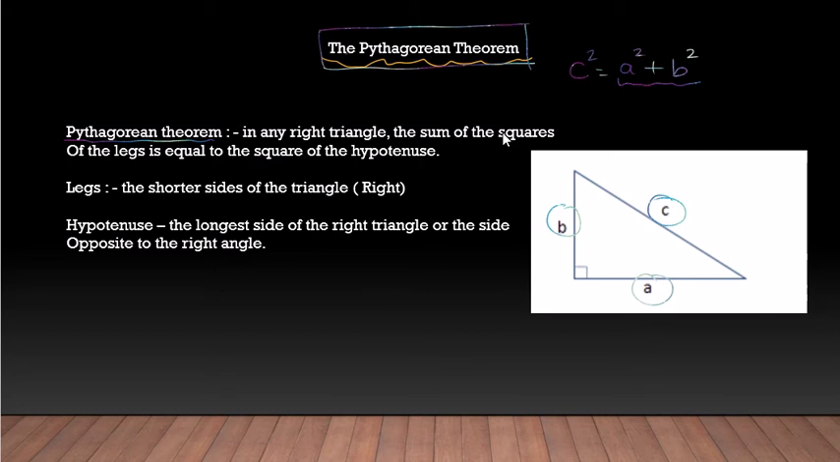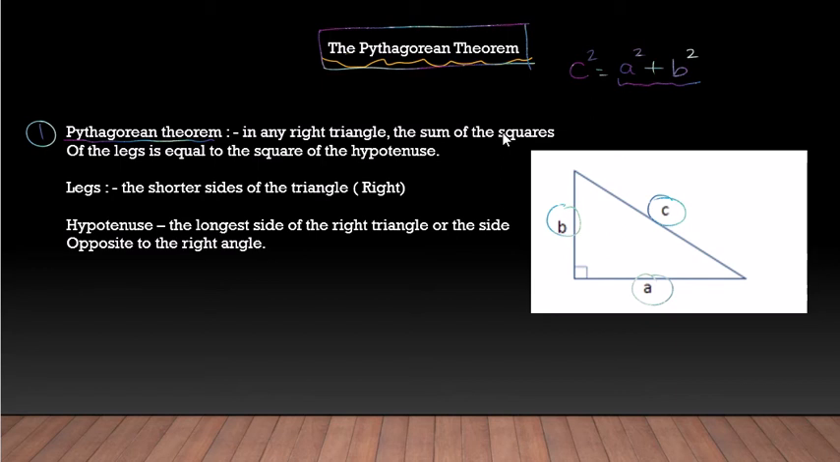In this video, I am going to teach you how to use the Pythagorean theorem, how to solve the questions when one of the sides of the right triangle is missing. We're going to quickly go over the vocabulary first. Pythagorean theorem: in any right triangle, the sum of the squares of the legs is equal to the square of the hypotenuse.